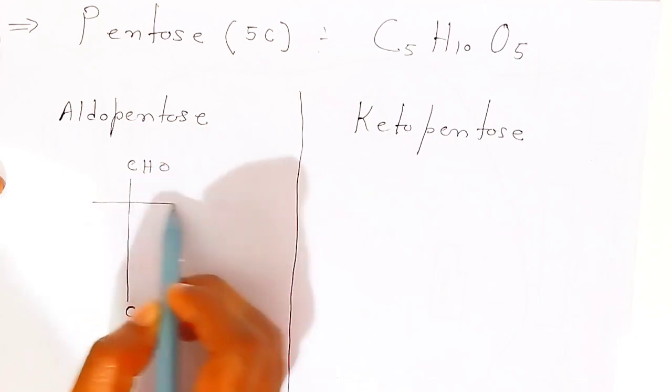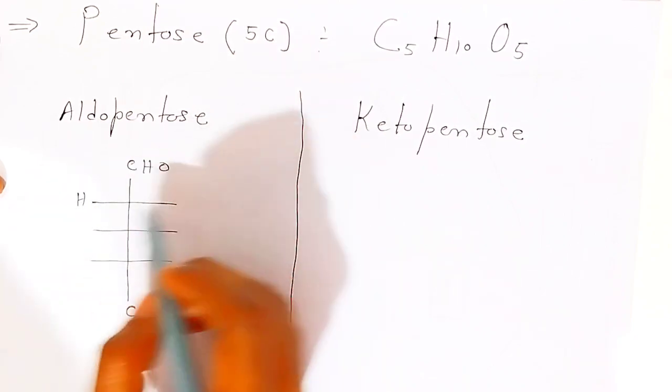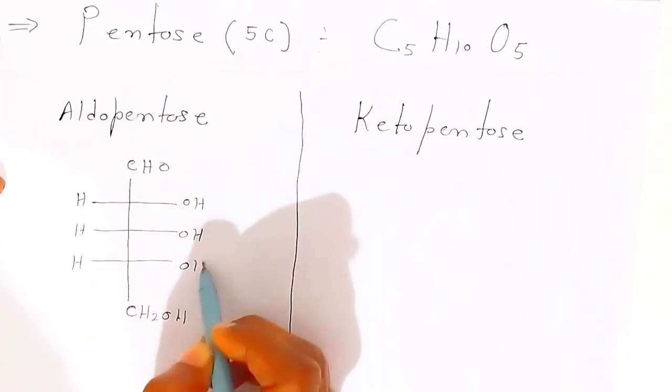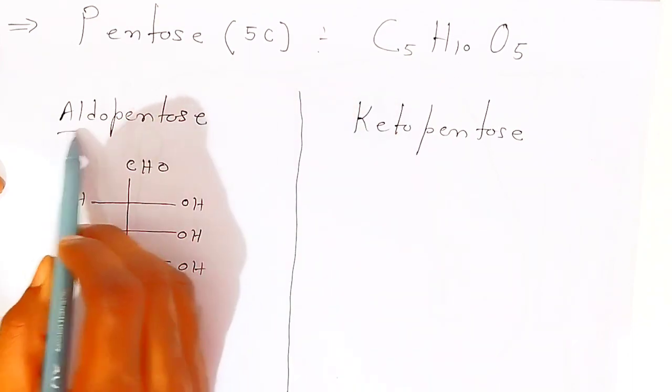Now 3 carbons you have to draw in between like this, students. Now fill this valency with hydrogen and hydroxyl like this, students, you can fill. Okay students, so this is why this way you have to draw the structure of aldopentose.